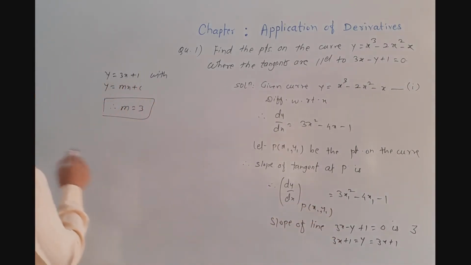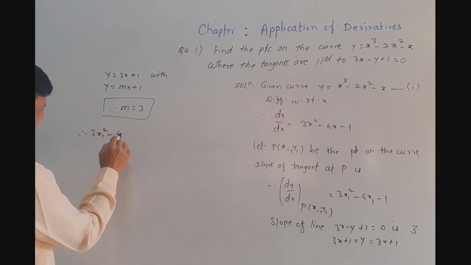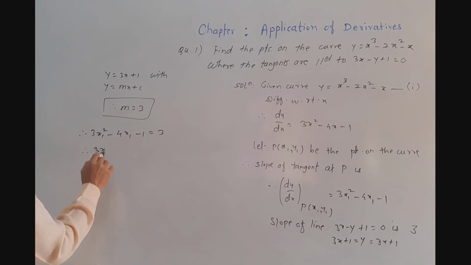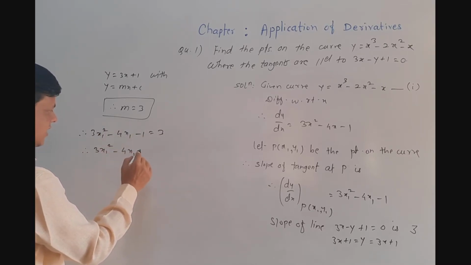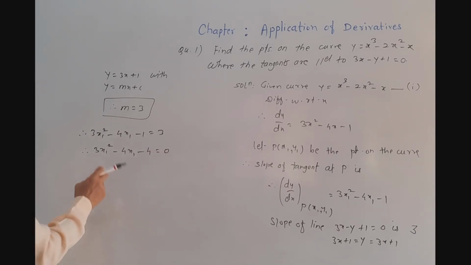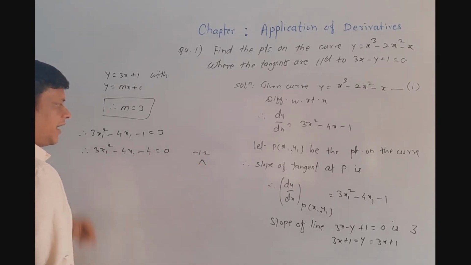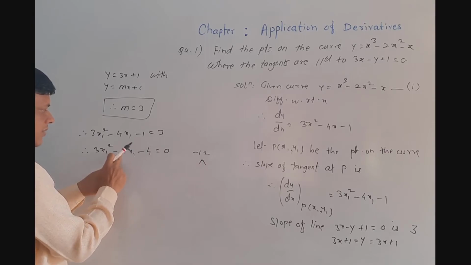So we write here, therefore 3x1 square minus 4x1 minus 1 equals 3. Therefore 3x1 square minus 4x1, we transfer this 3 to left hand side. So we get minus 3 minus 1 as minus 4 equals 0. Now we have to find factors of this quadratic equation. So write 3 into minus 4 as minus 12, and we have to split this. That means the product must be equal to minus 12 and addition must be equal to minus 4.